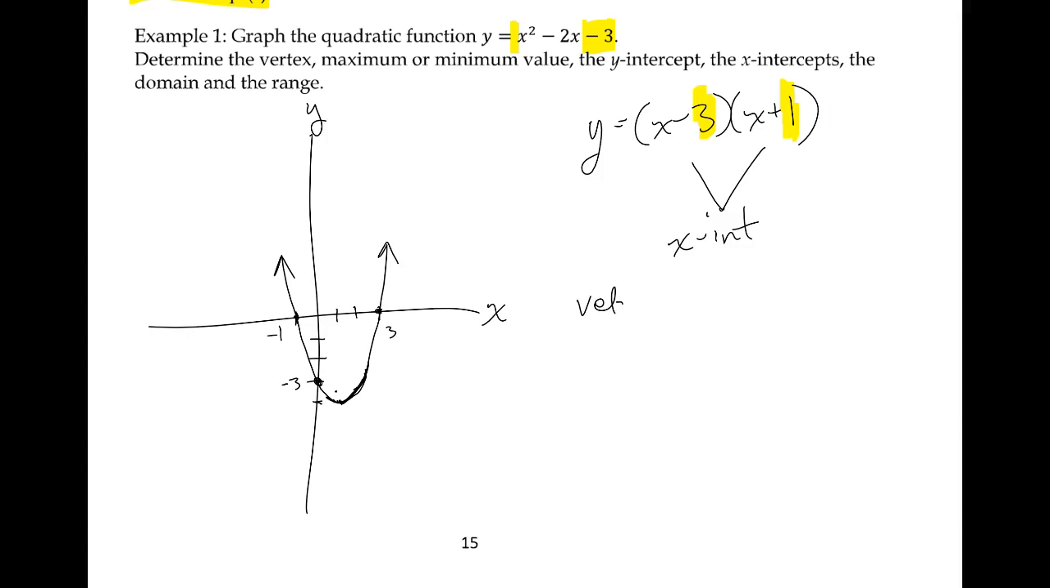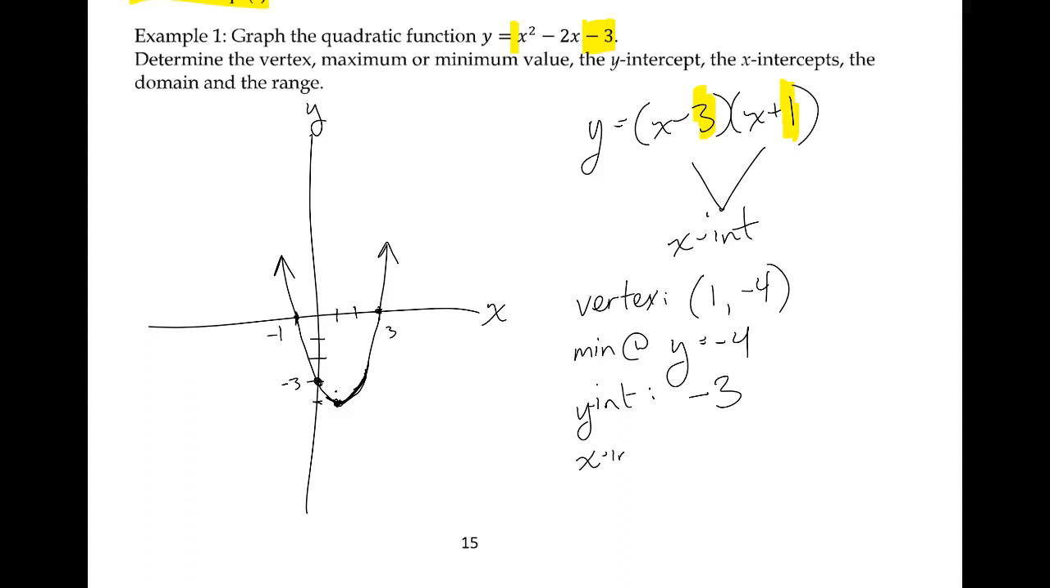My vertex, if I could spell it correctly, that would be helpful, will be at (1, -4). Again, you could determine that because the vertex should be halfway between your intercepts, and then just plugging in 1 for x in your original equation to solve for y. It is a minimum because it's opening upward, at y equals -4. My y-intercept, again, is coming from my original equation at -3.